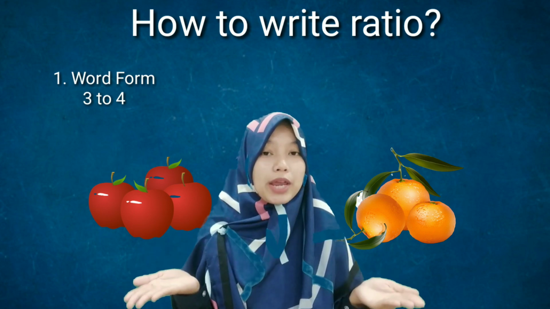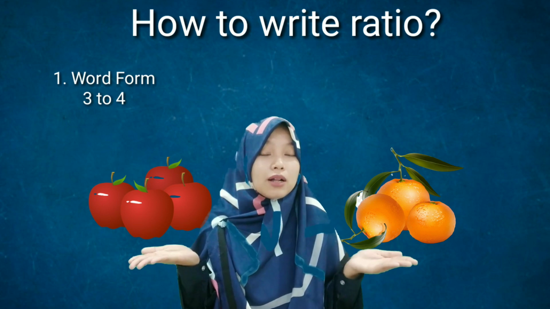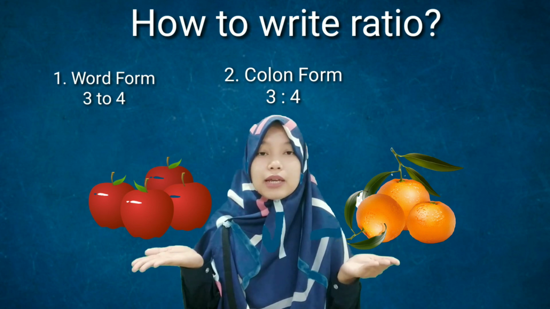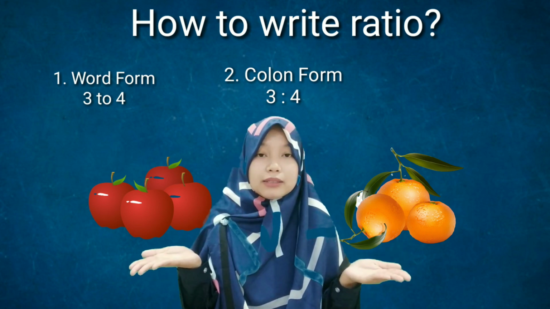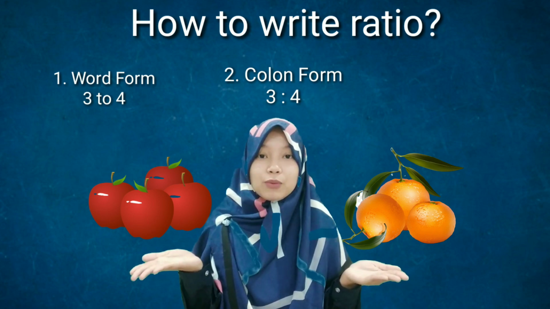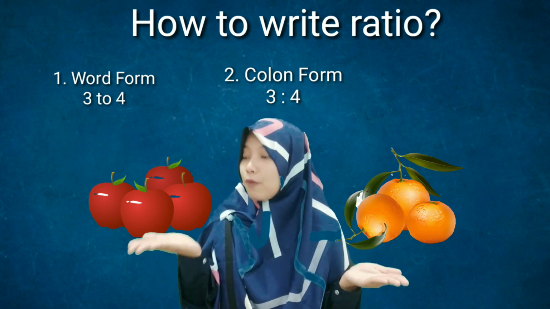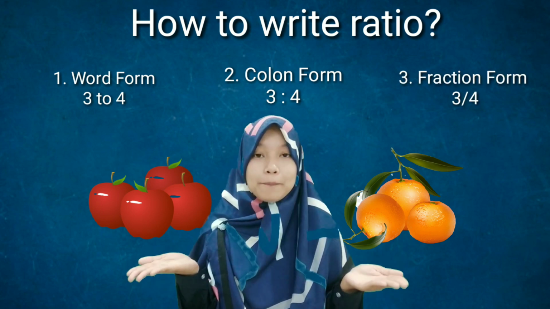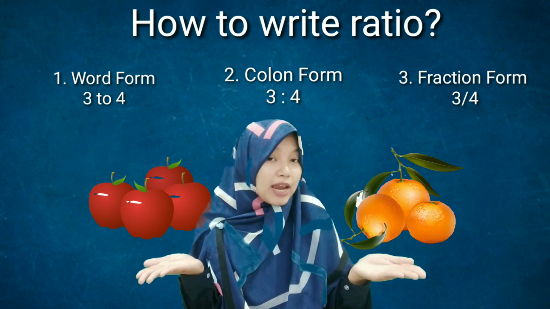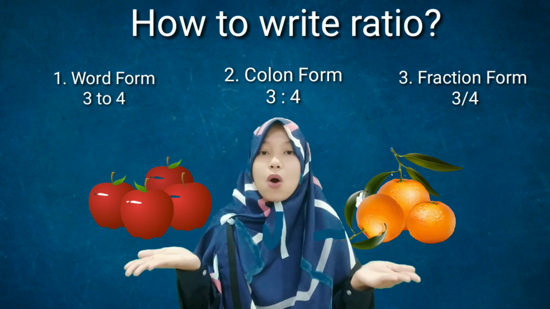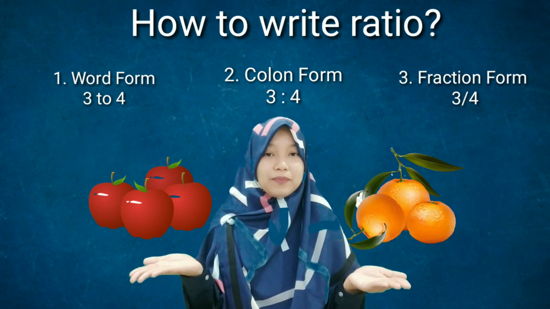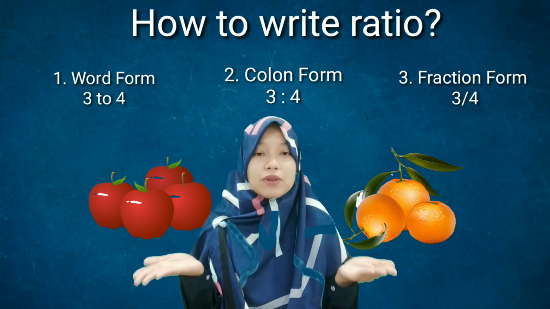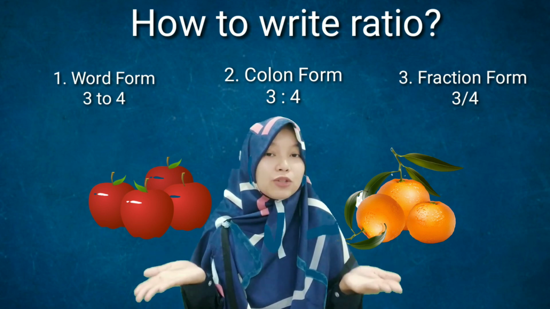So second way, you can use colon form. You can write it or say it 3 colon 4. I repeat once more, 3 colon 4. So for the last way, you can use fraction form: 3 per 4 or 3 over 4. So you can choose any of them to express the same ratio. There are some ways to express a ratio.